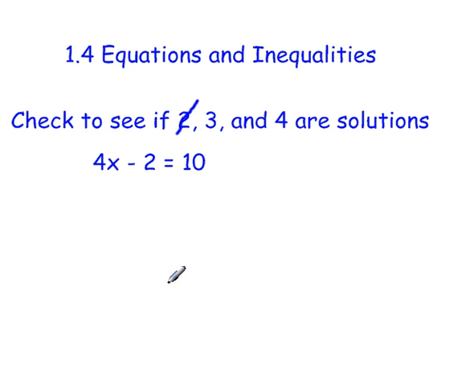Let's try 3. We would have 4 times 3, which is 12. 12 take away 2 is 10. And 10 is equal to 10. So we know that 3 is a solution of the equation. And what I'm going to do is just circle that one.